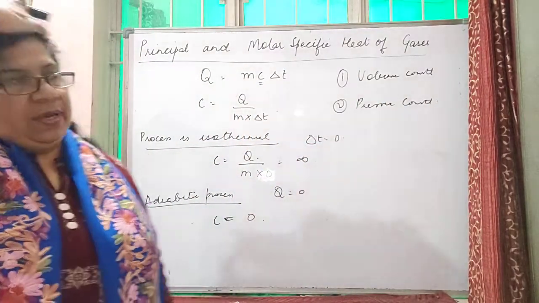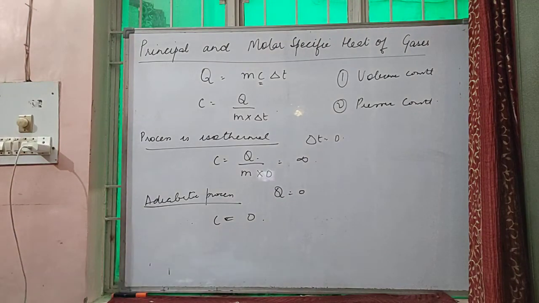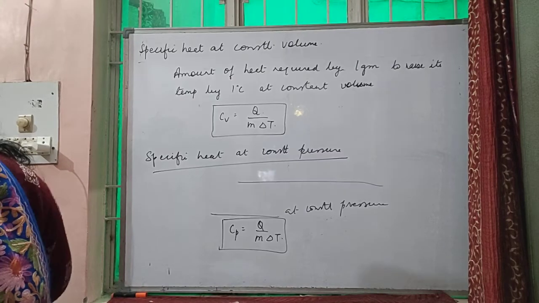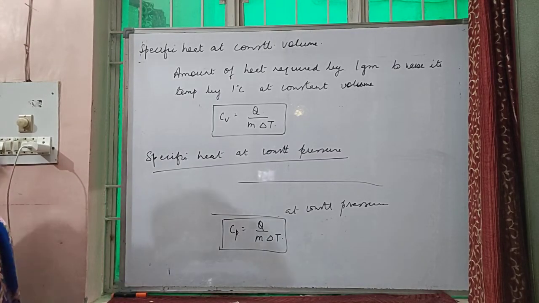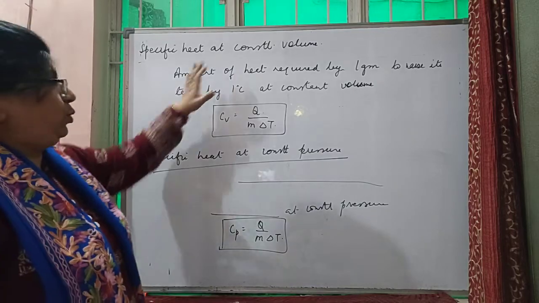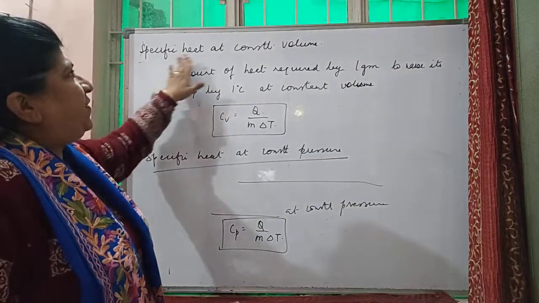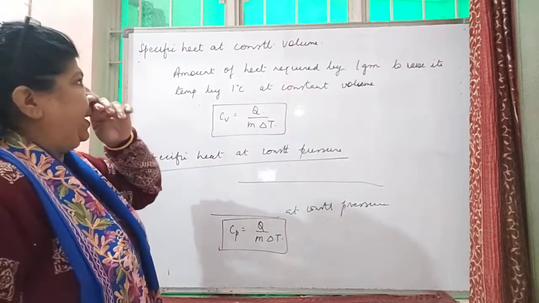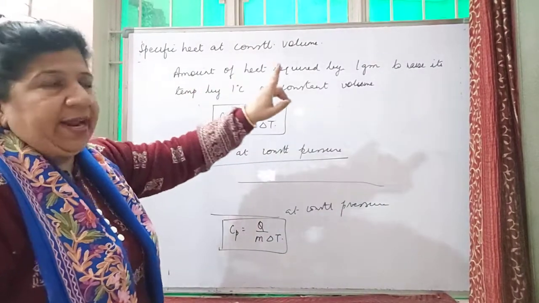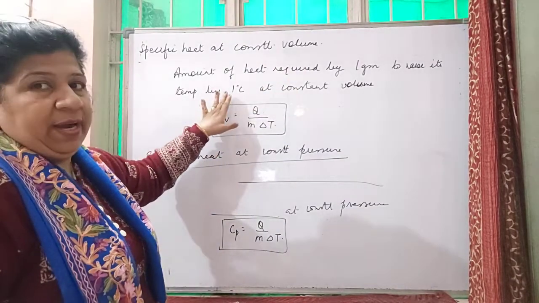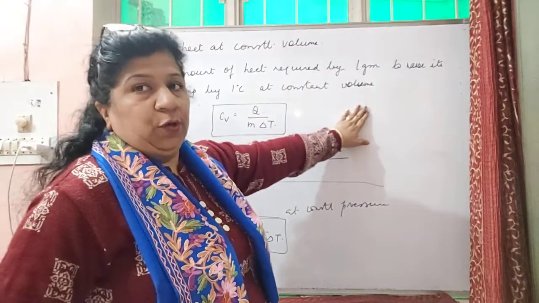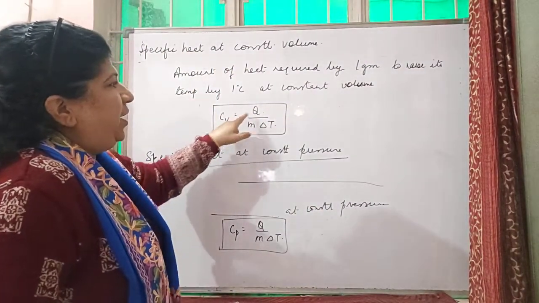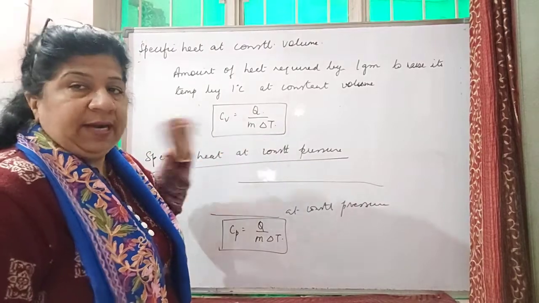So we will be seeing the specific heat at constant volume and specific heat at constant pressure. So, when we are defining the principal specific heat, it can be defined in two ways. And how are we defining it? That is the amount of heat required by 1 gram of gas to raise its temperature by 1 degree centigrade at constant volume is known as your specific heat at constant volume, given as small cv is equal to Q upon M into delta T.